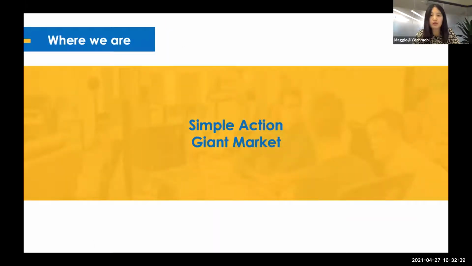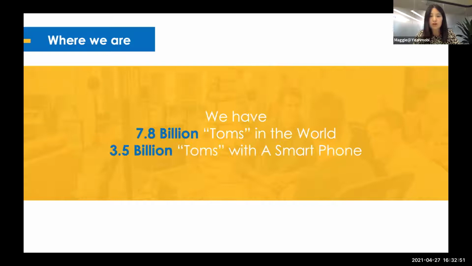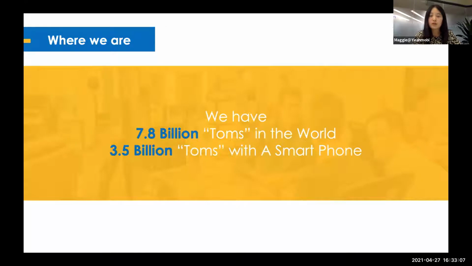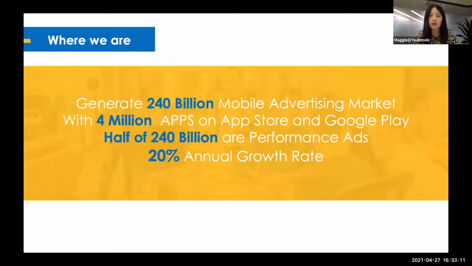simple action, but actually these different kinds of actions could generate a very giant market, which is our market. In our market, we have around 7.8 billion people in the world, and almost half of them have a smartphone. These 3.5 billion people with a smartphone could generate around a 240 billion mobile advertising market, with almost 400 million apps on the App Store and Google Play every year, and almost half of the 240 billion are performance ads. In this market, the annual growth rate should be around 20% every year.